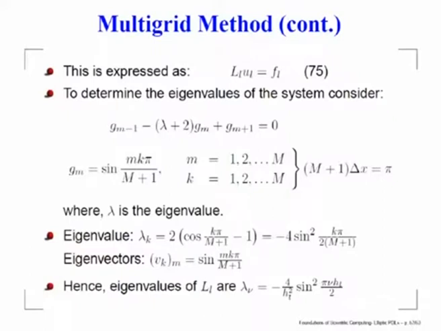Okay, now you can substitute this and work out, you will find the eigenvalues are this. Exactly, almost similar to what we have done here. You write down, substitute there and simplify, you find out that the eigenvalues are this or this equation, right? And the eigenvectors, of course, this is the chosen eigenvectors that we have. So if I now look at this equation, LL UL equal to FL, that had the 1 over HL square outside. So that's why the eigenvalues of that LL matrix is given by minus 4 by HL square into sine square of pi mu HL by 2.